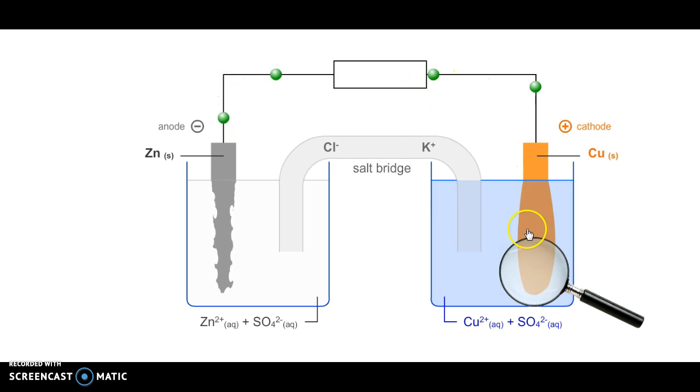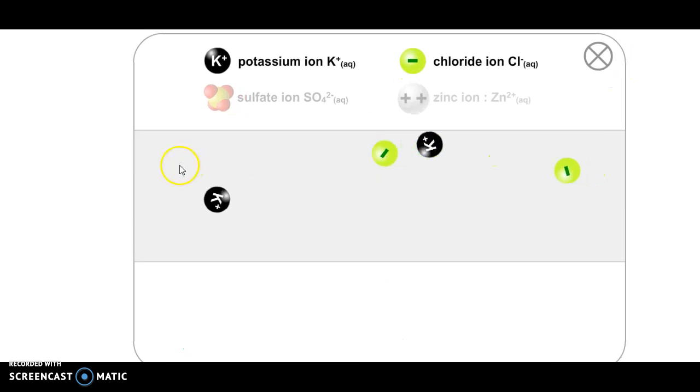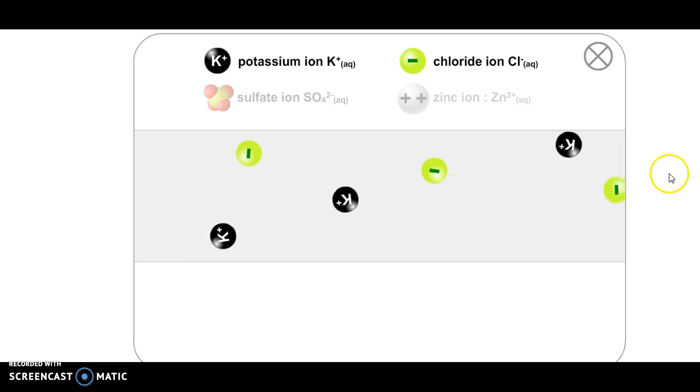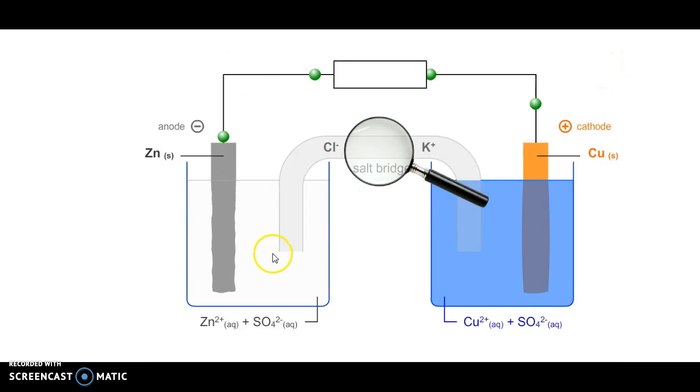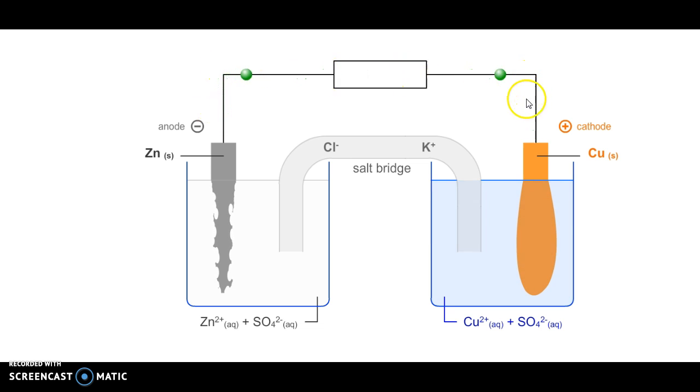As the electrons come over on this side, our positive copper is leaving the solution. So we're going to have a deficit of positive charge over here. The salt bridge can help us by sending some more positive ions. So in this cell we have our anode, which is being oxidized and losing electrons.